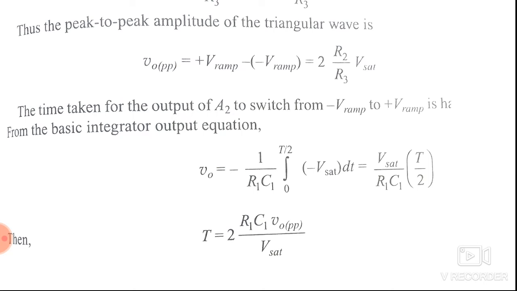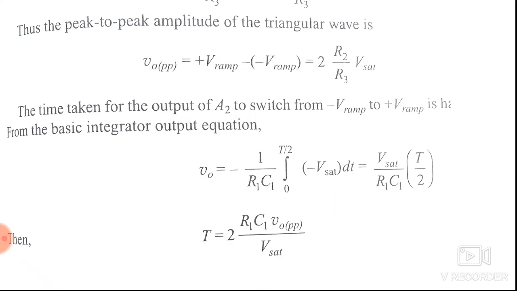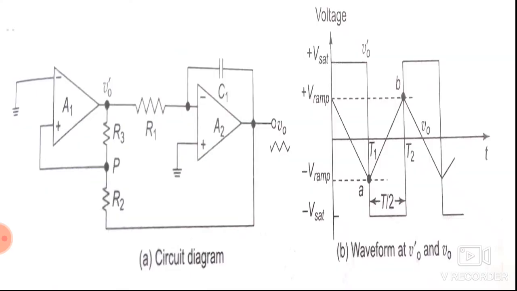Now we can calculate its time period also. So for calculating the time period, we can integrate the output of the integrator. So we can write for half cycle, V0 is equal to 1 upon R1C1, the time constant, integration of V input, that is minus Vsat, dt from time 0 to T by 2, that is for half the time period. I have written minus Vsat here because we are integrating from 0 to T by 2, and from 0 to T by 2 the input is, you can see here, minus Vsat.